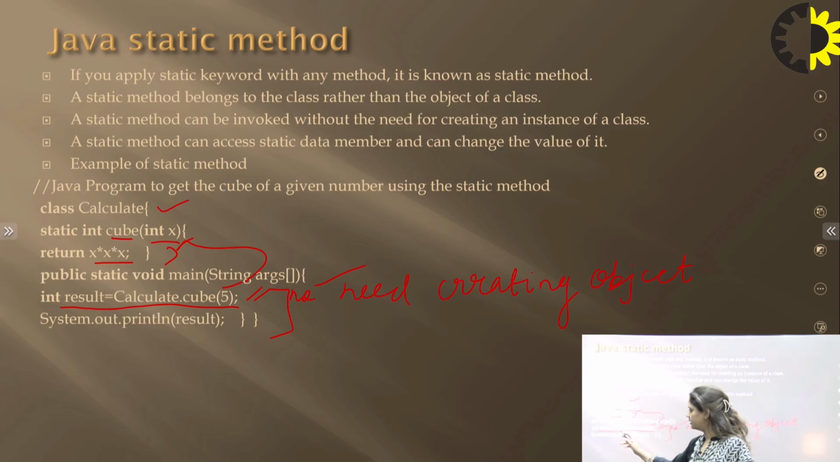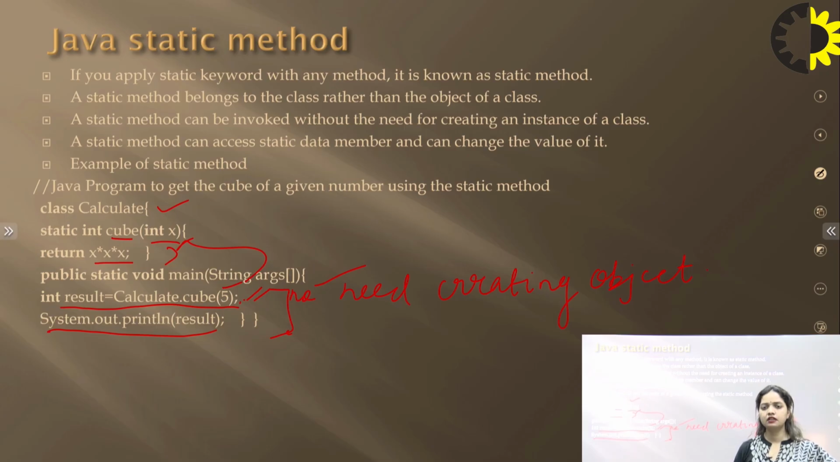So like this, class name, then the dot operator, and then the method name, and we are passing the value 5. Control goes to this, x will become 5, and the cubing of this 5, 5 raised to power 3, is 125, and we will get the answer 125. Since we are printing with System.out.println, result is holding the value of this calculation. So there is no need of creating an object for a static method.